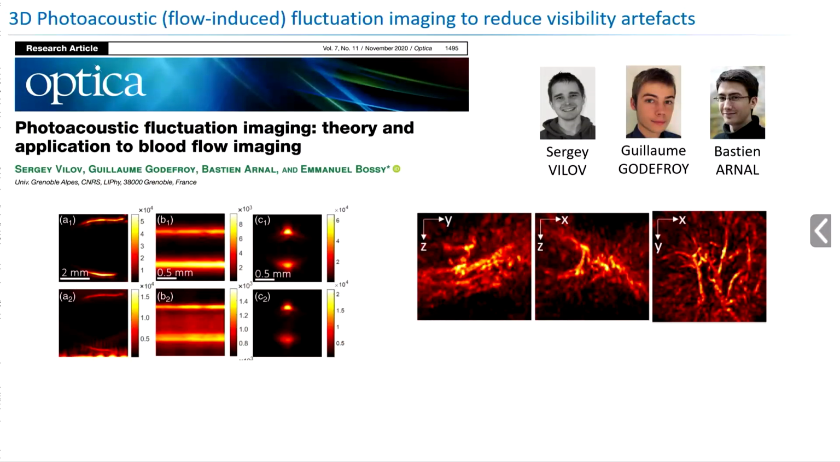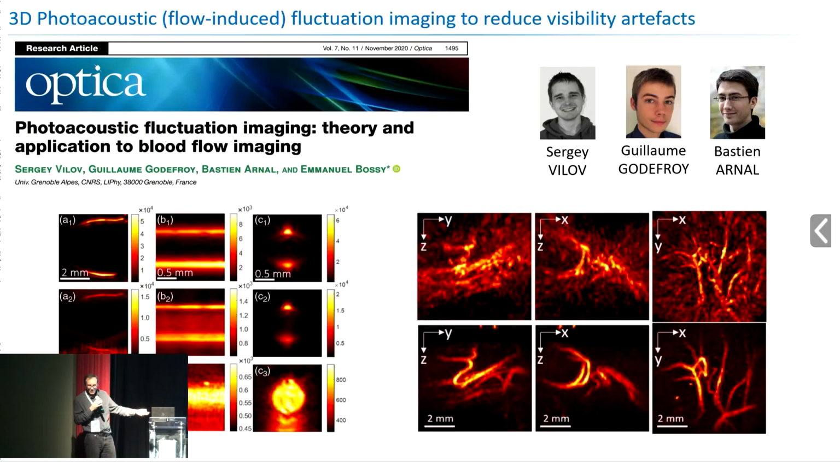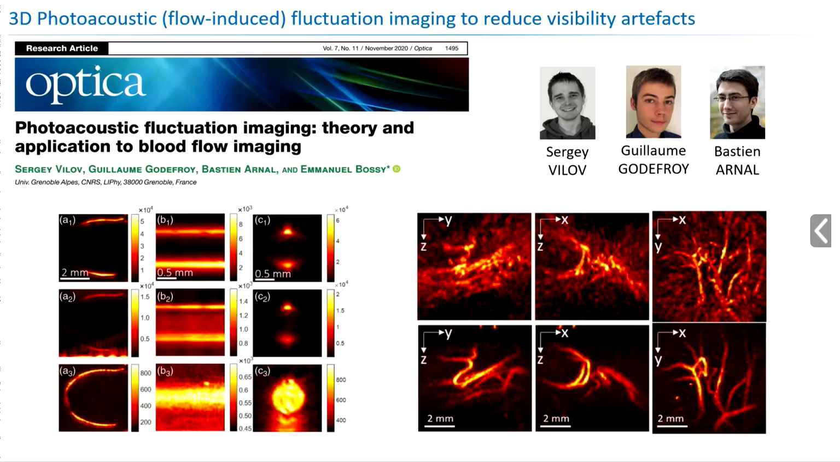Just to show you, we're not only doing things in tubes. These are the standard images that you can get in a chicken embryo, which is a nice model where you have flows, and this is live imaging without being too complex, both ethically and experimentally. And this is the kind of image that we get with our fluctuation-based imaging techniques. Okay.